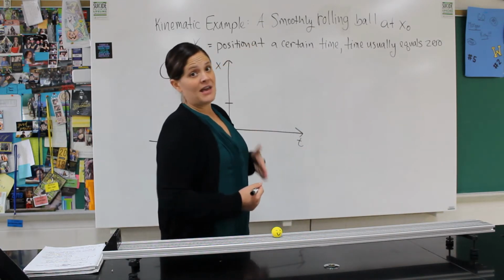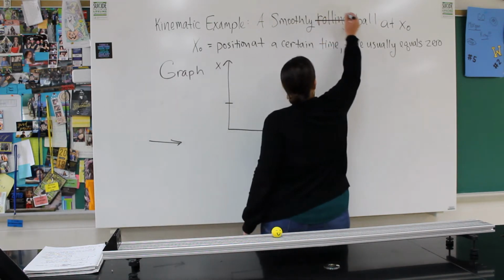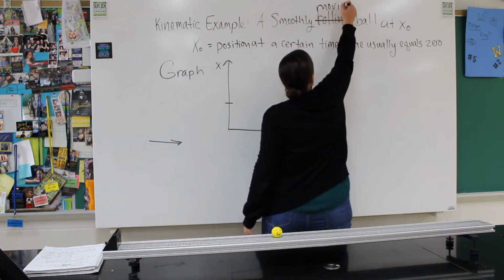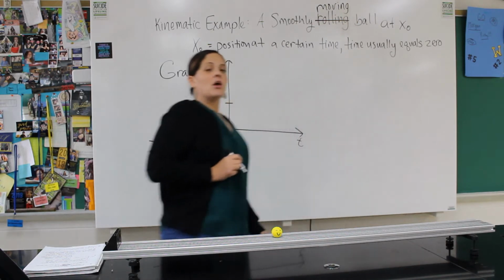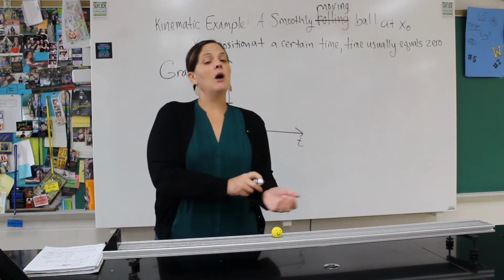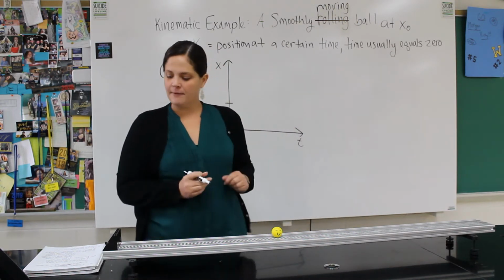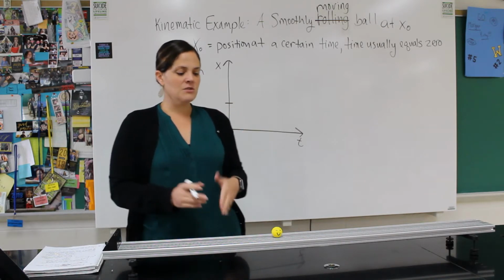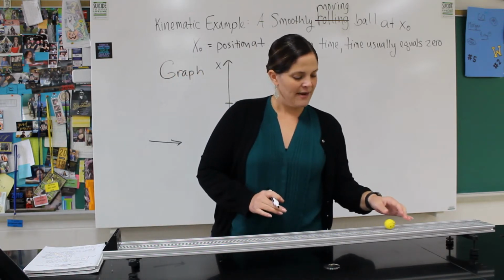So we're going to use a model of her rolling, but really we're talking about a smoothly moving ball at x naught. So we're going to change rolling to moving, and we're going to think about it that way and not worry about the rolling that's happening. So let's roll her and let's think about what's happening.